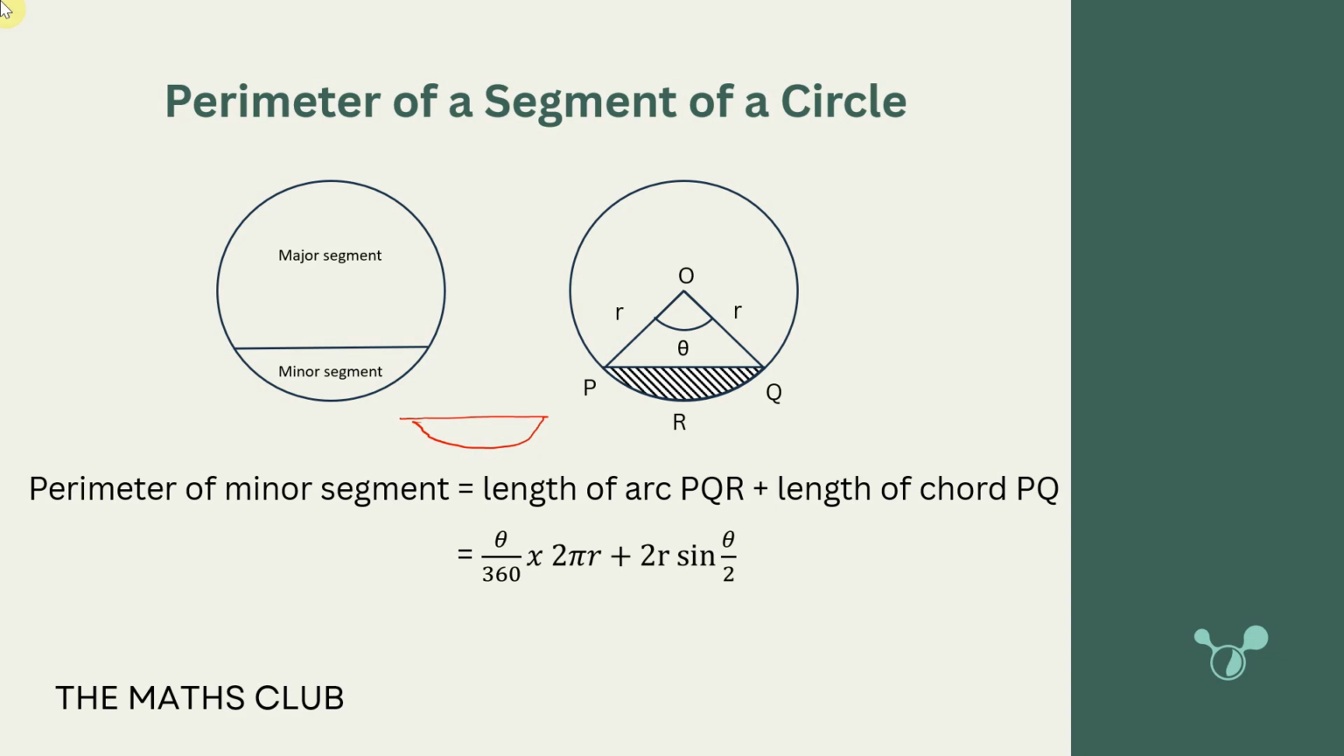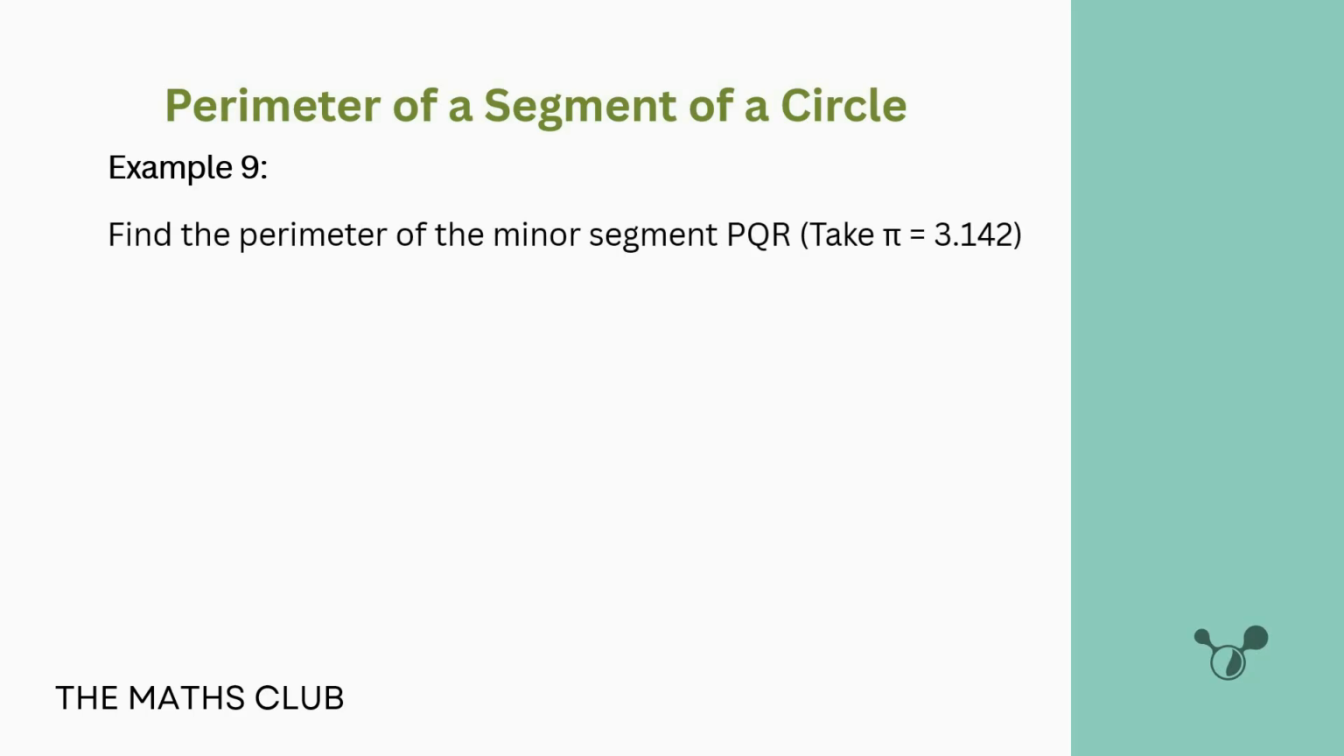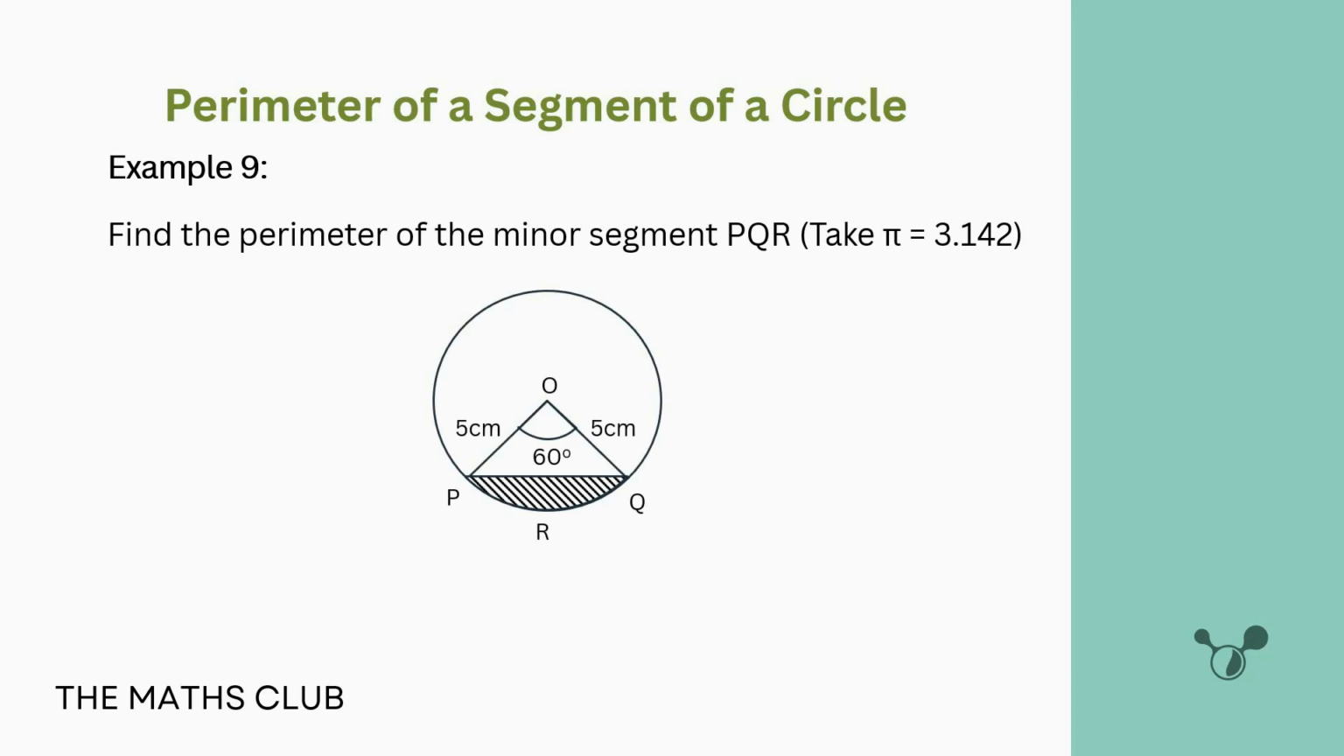The length of the arc is theta over 360 times 2 pi r, while the length of the chord is 2r sine theta over 2. These are things that we've explicitly seen. Example 9 now states that we should find the perimeter of the minor segment PQR. We should take pi to be 3.142. So this is the segment here. If you look at this place, this is the chord and this is the arc. I want to find the perimeter of the minor segment.